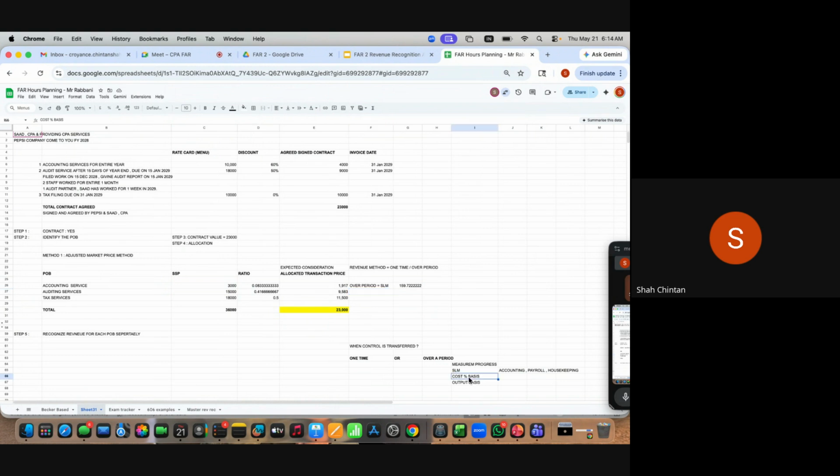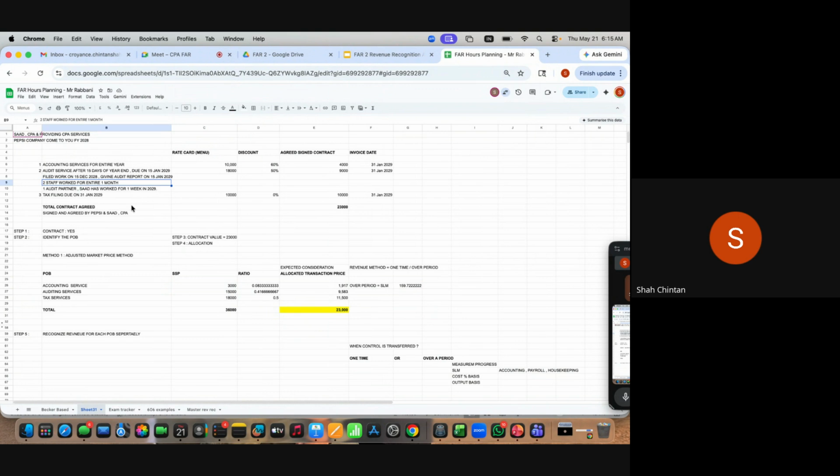Now let's say the second method is cost percentage basis. You feel that your services have a cost involved which is up and down in nature. For example, auditing services. Let's say auditing services started on 15th of December 2028, and two staff, junior accountants, worked for one entire month. And then audit partner Saad has come for the last 1 week.